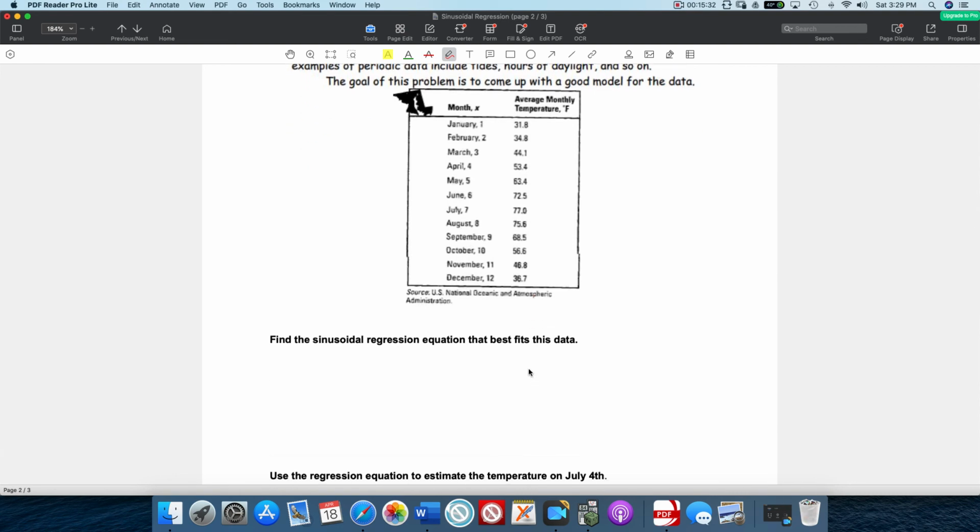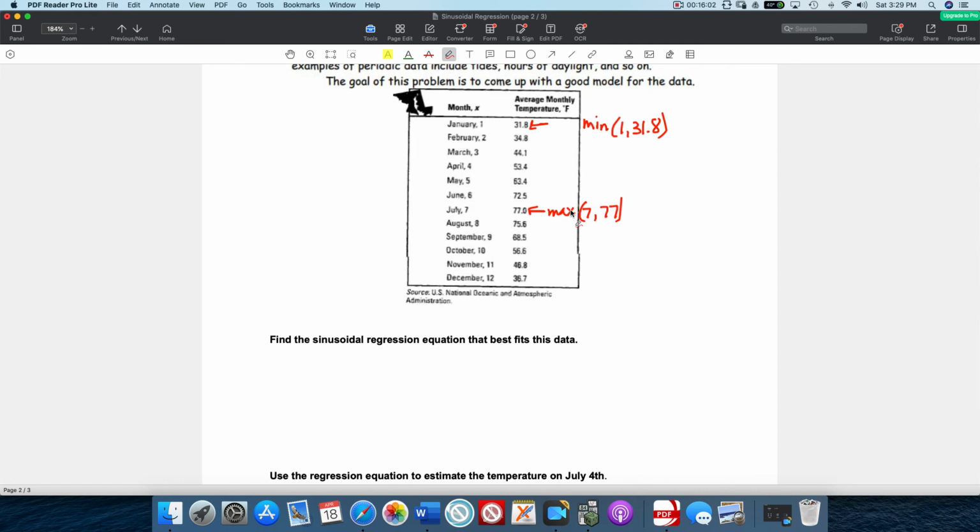Okay, so it wants me to find a regression equation. Well, just like the last one, I need a minimum and a maximum. Okay, we need a minimum and a maximum. Well, I see a minimum temperature here. Okay, so we're going to use that point for the min. That would be 1, 31.8. It looks like a maximum right here. So that would be 7, 77.7, and that is our max. And that right there is all I need.